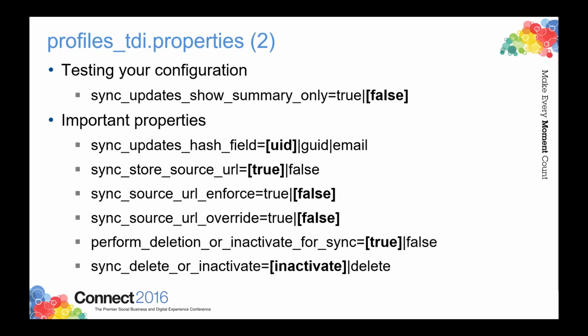How can I test? There is a sync updates show summary only attribute within the Profile TDI property files. It's set to false by default, so it will do what you want. But when you set it to true, TDI will do a dry run: it will run through your LDAP, hash the values, and try to update the database, but it will not really write to the database. So you can see what would happen after I change a value.